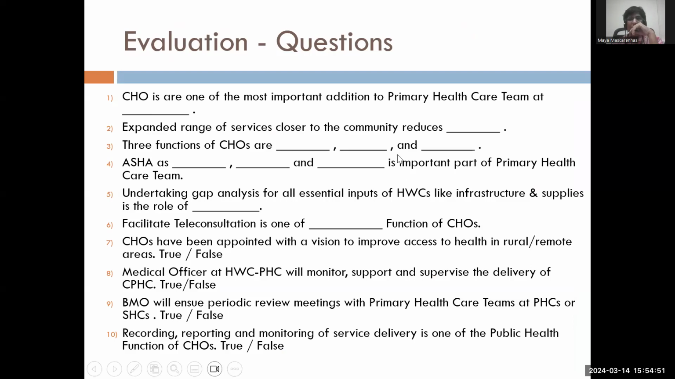Okay, okay. Now, Anita Kumari. By giving these services close to the community, what are we reducing? Anita? Sandhya Thakur?